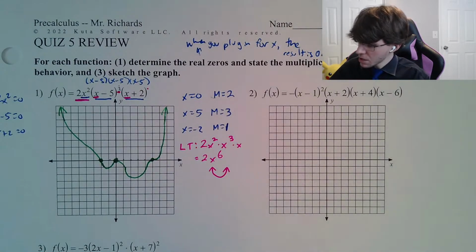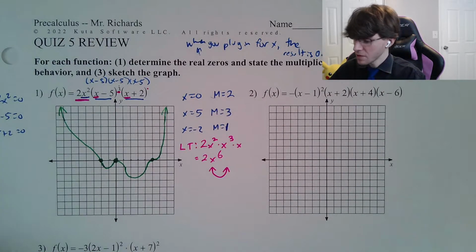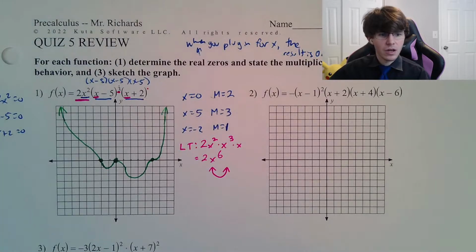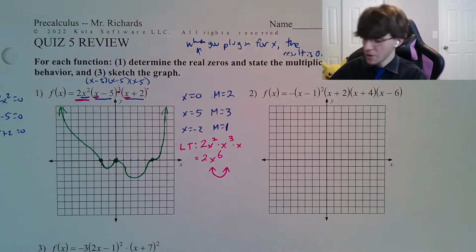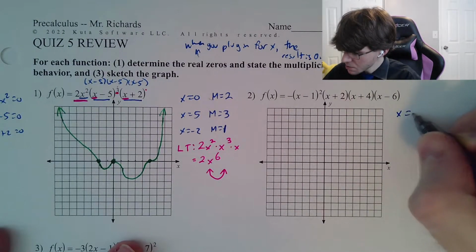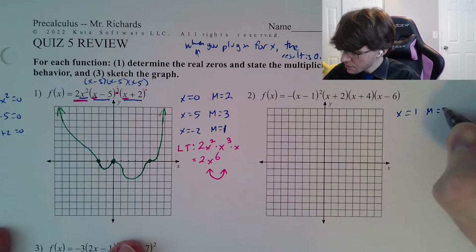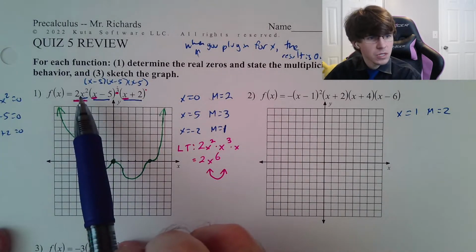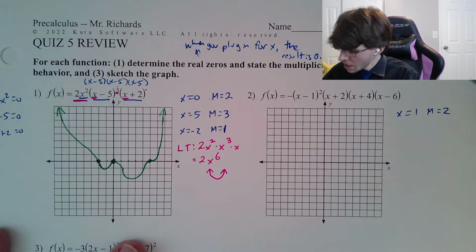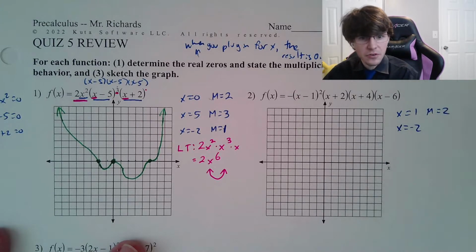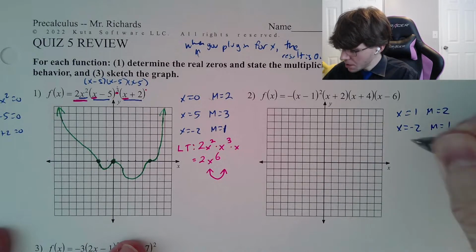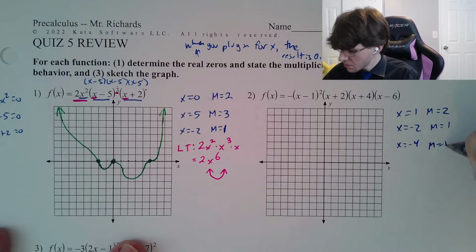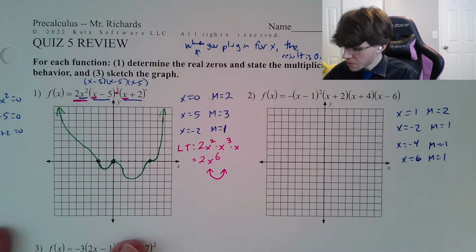For the next one here, we're going to do this one a little bit faster because I've already explained how to do everything. So we're going to go at a more quote-unquote regular pace. We have x is equal to 1. This has a multiplicity of 2. Don't be tricked, by the way. Just because there's a negative sign out here doesn't mean there's an answer of 0. It's only because there's an x out front. Then we also have x is equal to negative 2, and that has a multiplicity of 1. We have x is equal to negative 4, which has a multiplicity of 1. And then we have x is equal to 6, and that one has a multiplicity of 1.